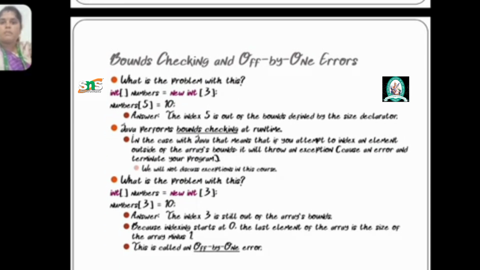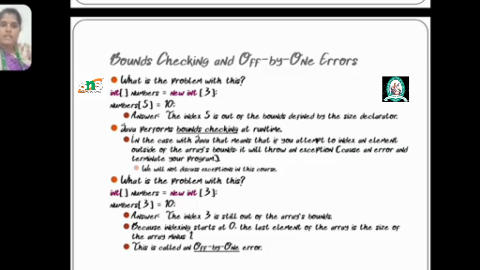What is the problem in the cases below? int[] numbers = new int[3]; numbers[5] = 10. What it means is that numbers[5], the index value 5, is going to store the value 10. Here it shows the out of bound error, because that position is not present, so it gives the array index out of bound.